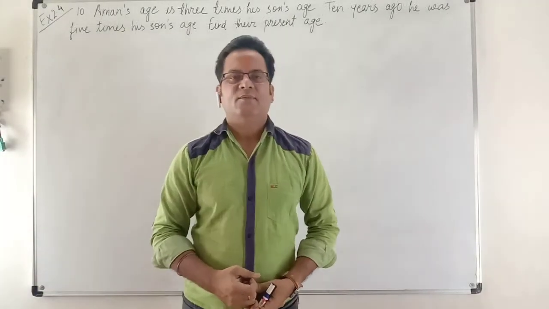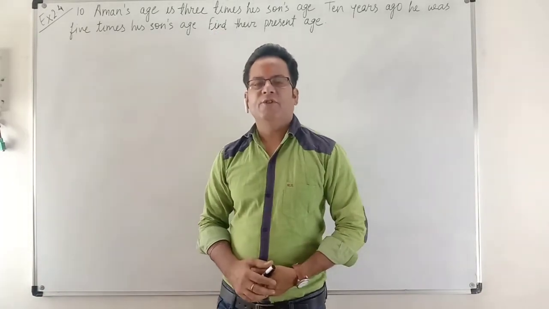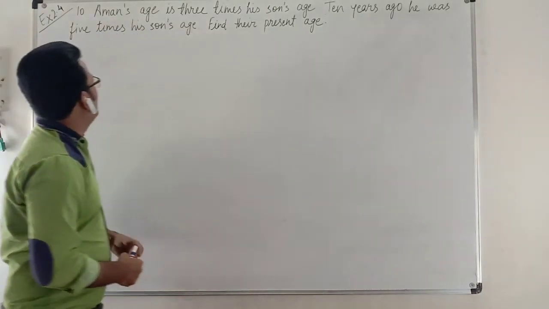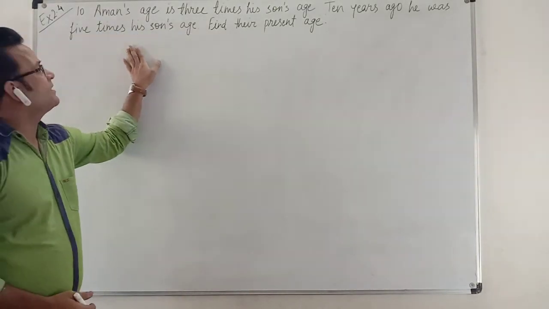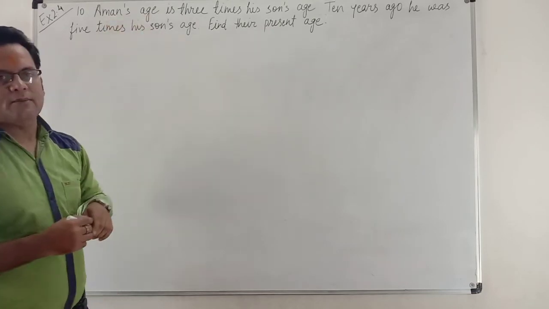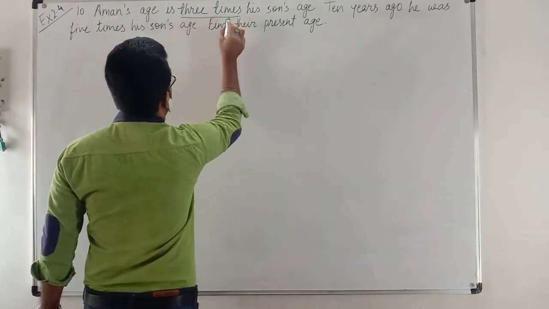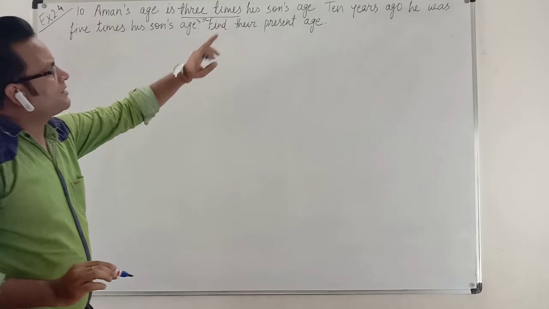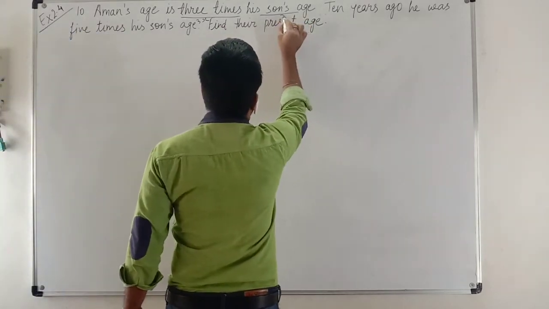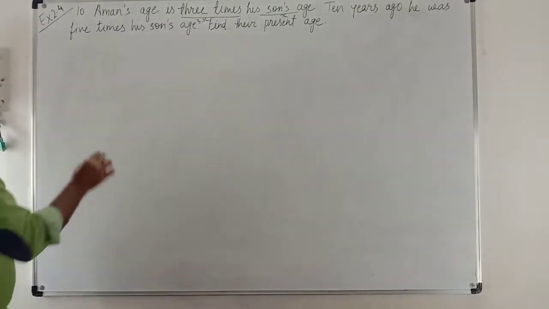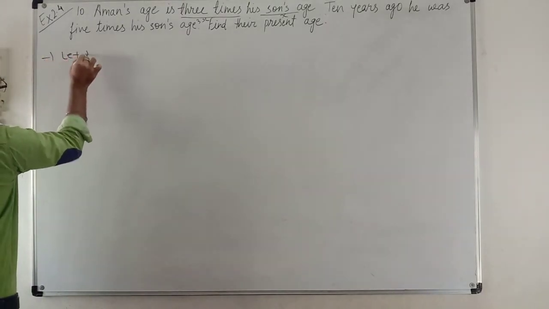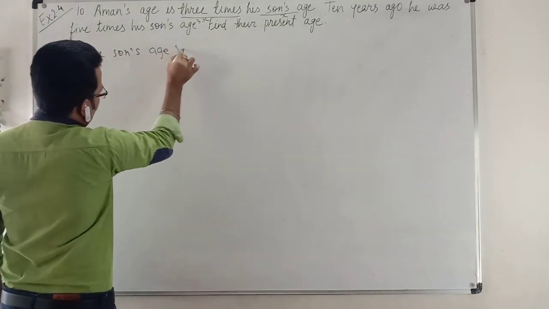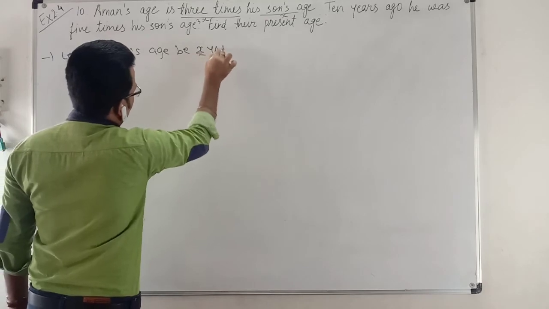And now the last sum of this exercise. Again you will find the ages. First of all, let's understand the question. Here you will find the age of father and son. Aman's age is 3 times. Now you should understand, 3 times means 3x, his son's age. So son's age will be x. Let the son's age be x years.